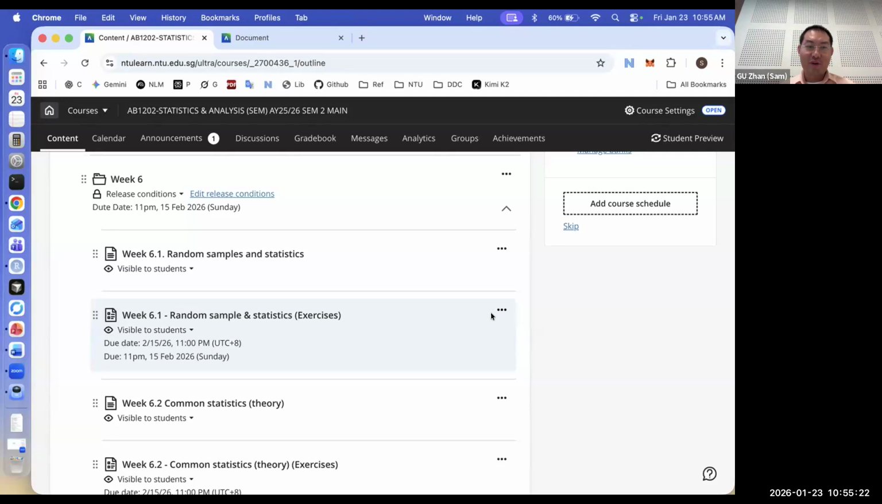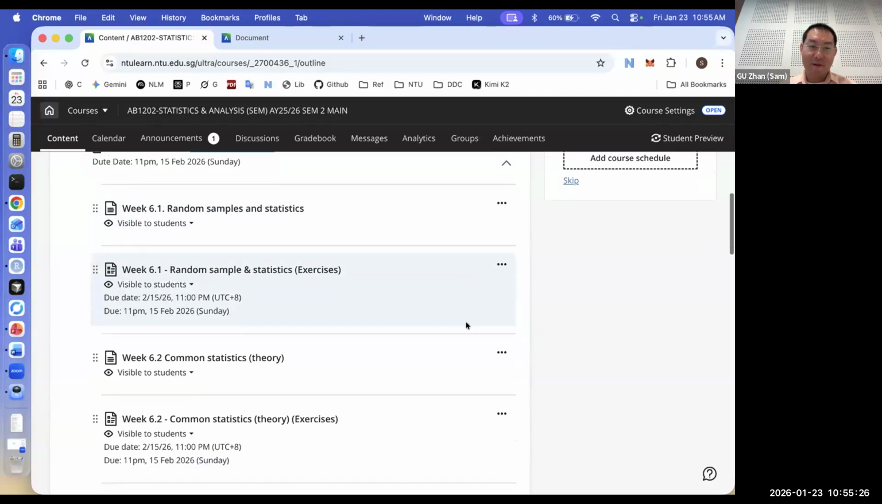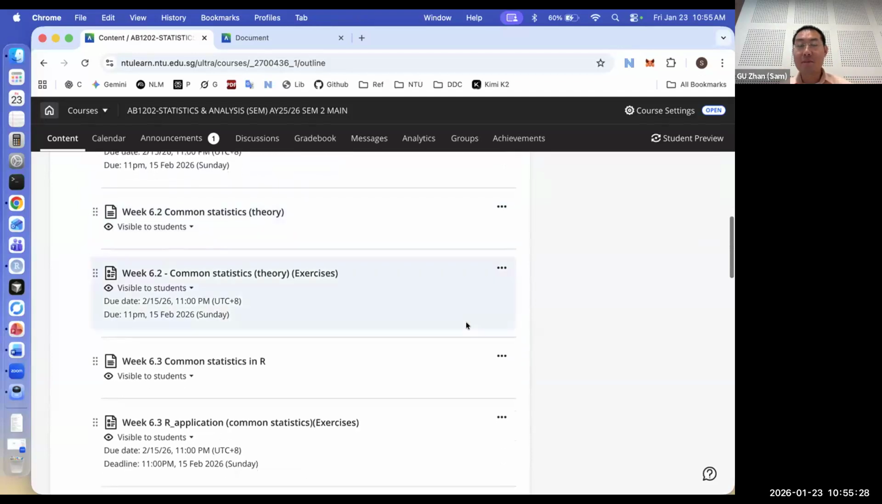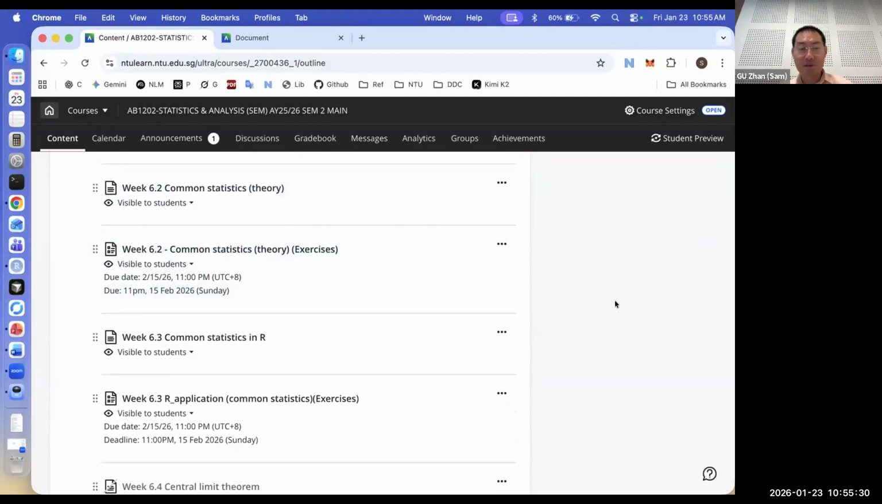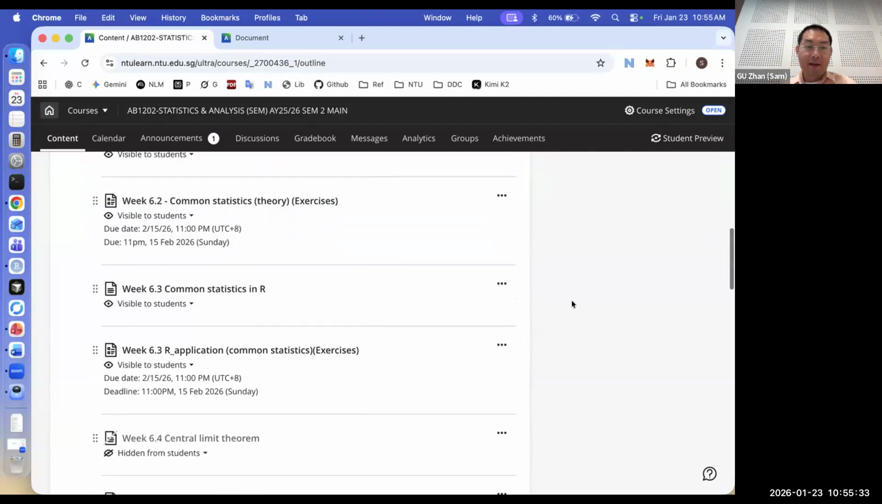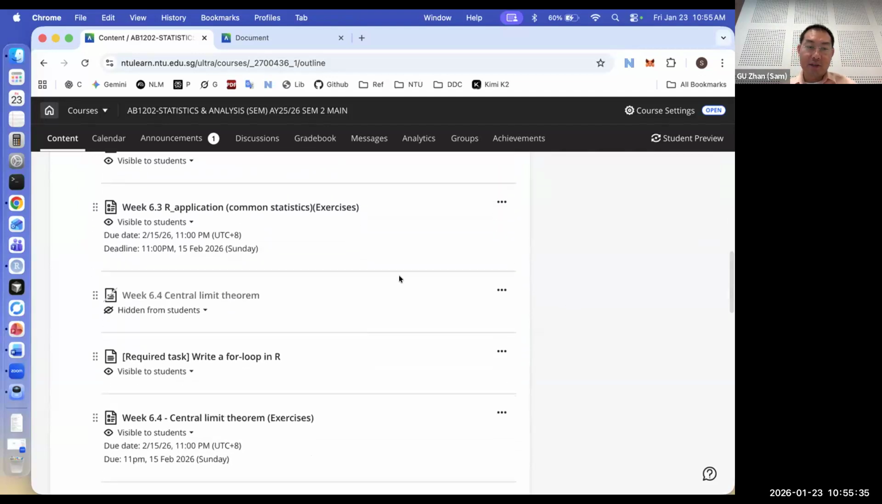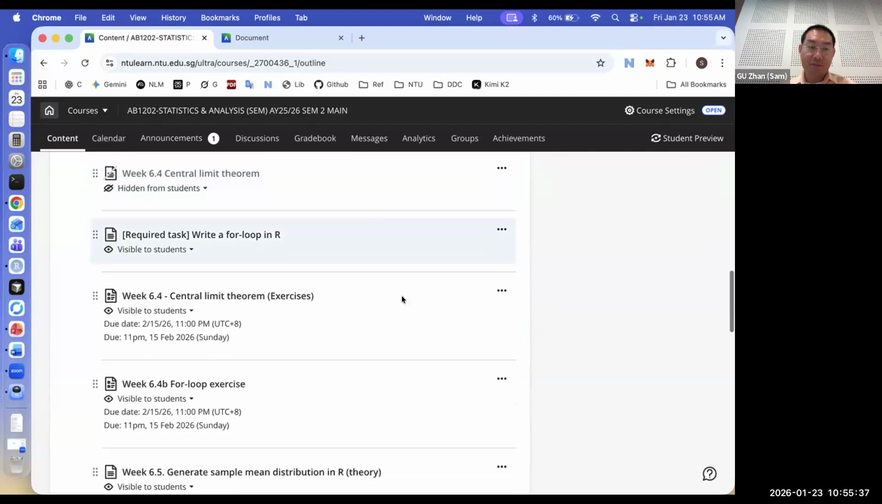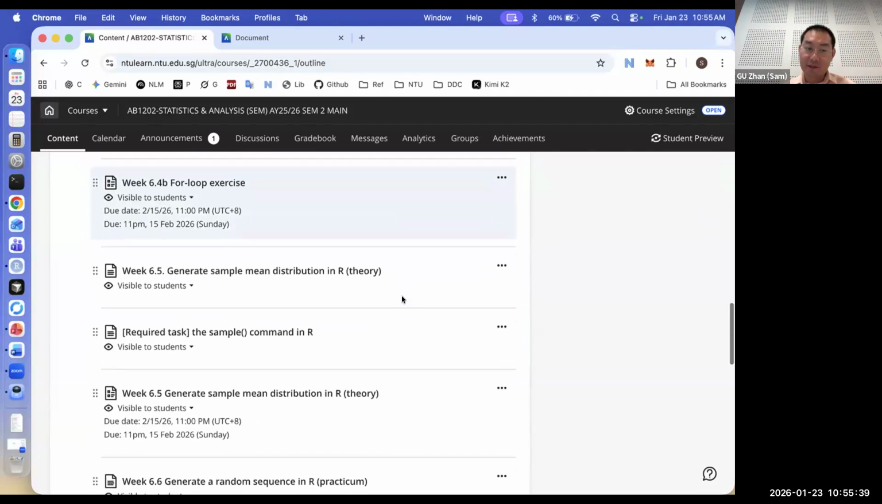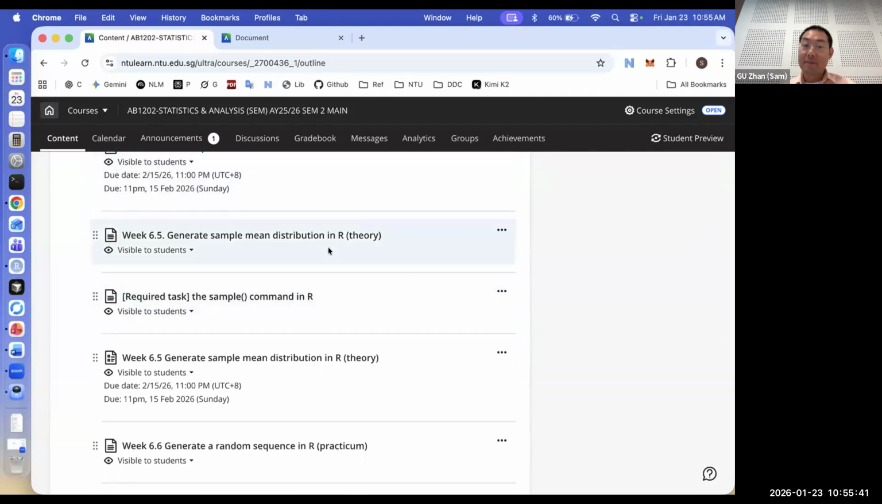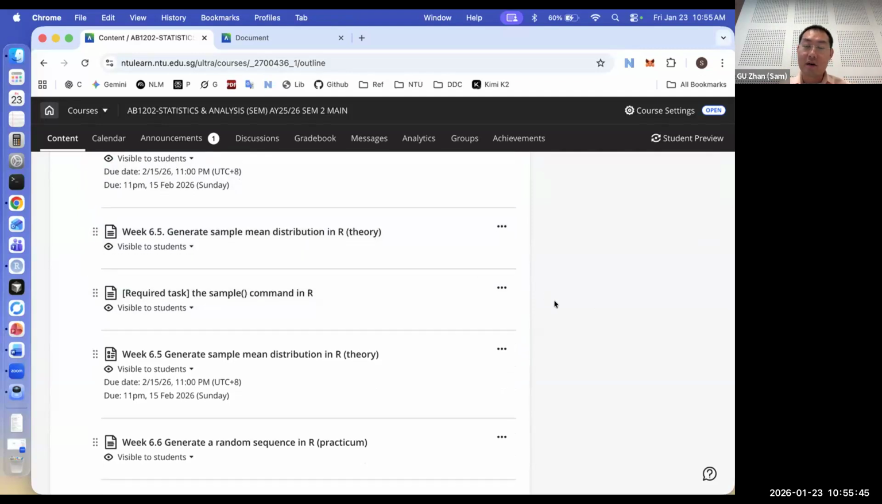Week six, so we are looking at the random sample statistic, common statistics like mean, median, right skew, left skew, the distribution. Then we'll look at the R application, central limit theorem, application of central limit theorem, and general samples, mean distributions in R. So a few practice in R.